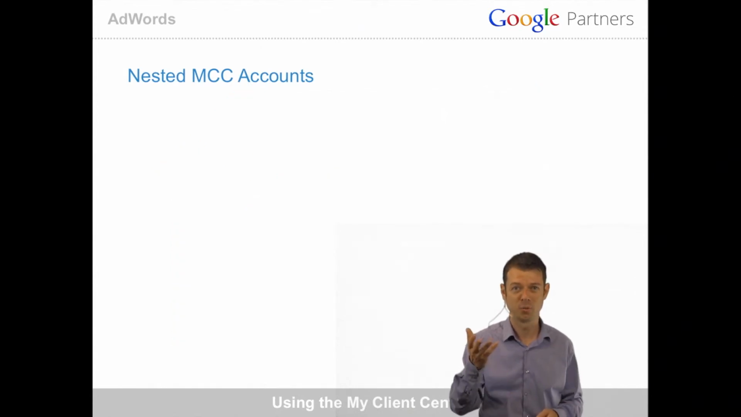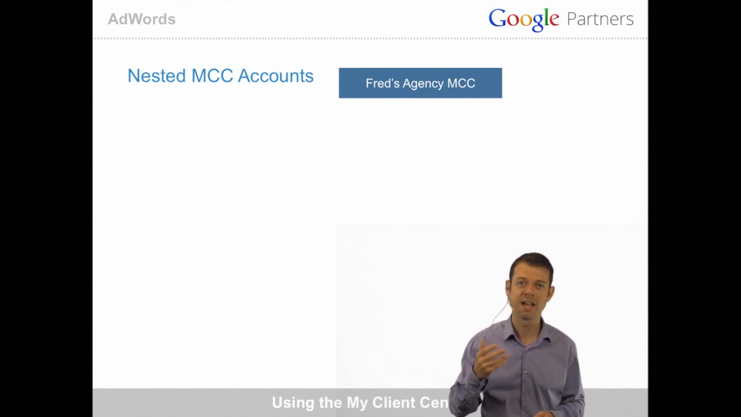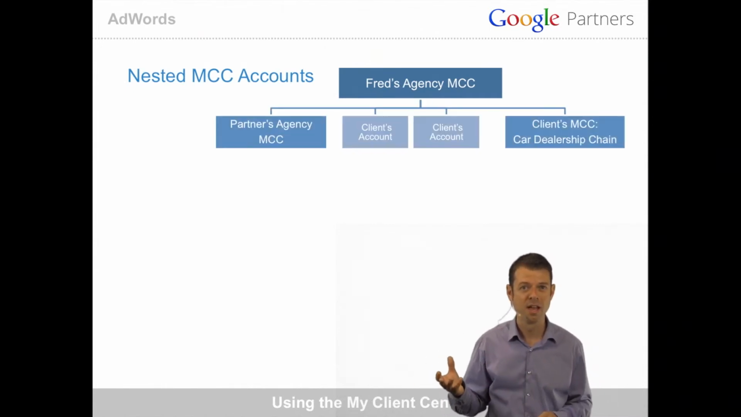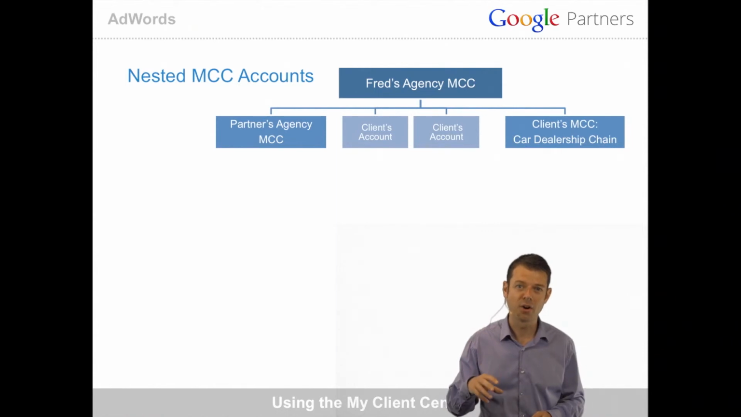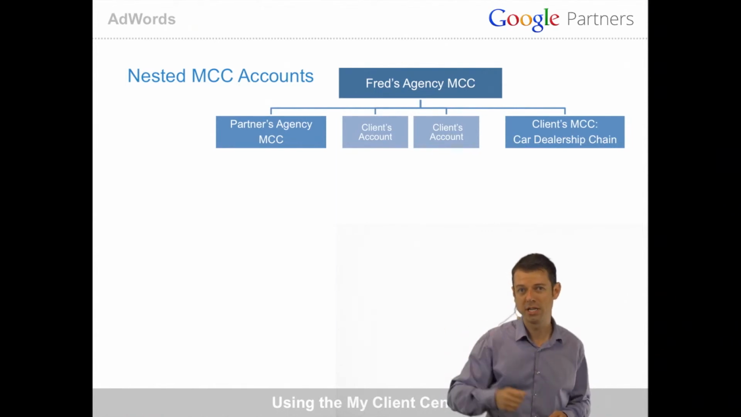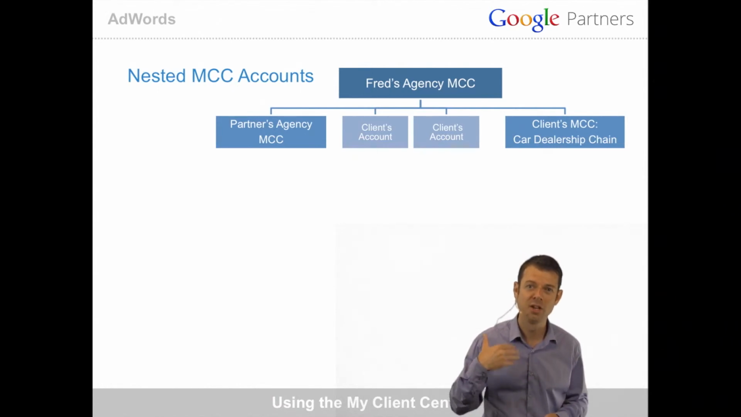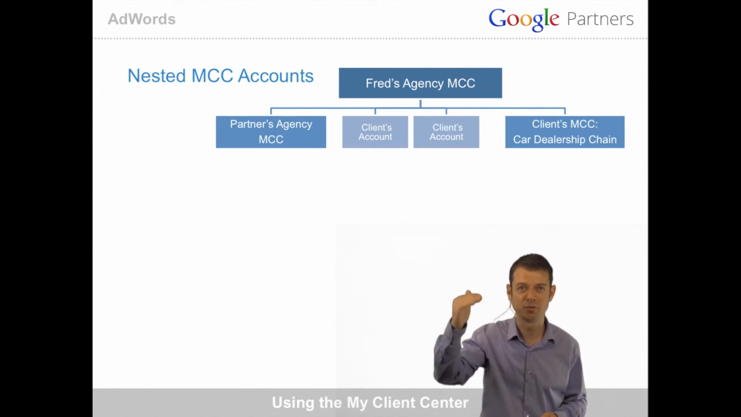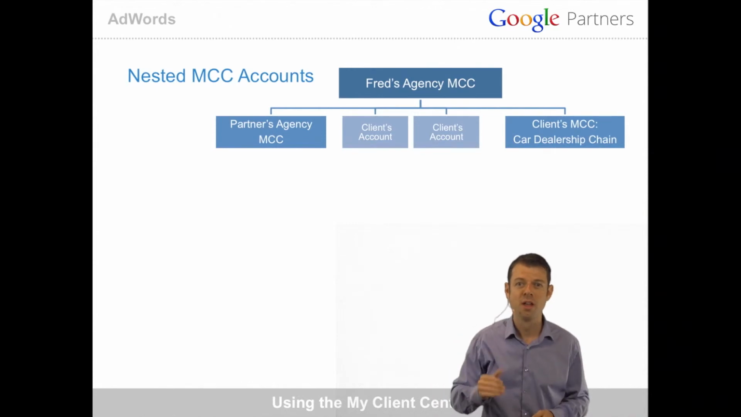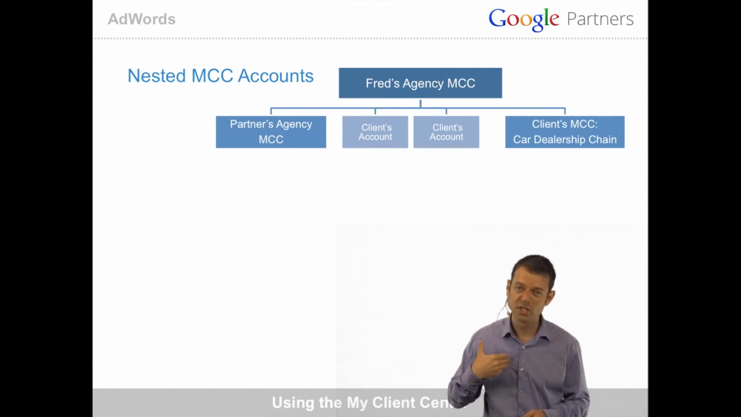So here's a real life example. Say that it's Fred's agency. And for my agency, we have one MCC. Now, below that My Client Center account, we have a partner agency who does some of the work for us. And so we've linked our MCC to their MCC. Right? That's the first level of nesting down. Below my own agency's MCC, there's also a couple of the accounts that we're managing.